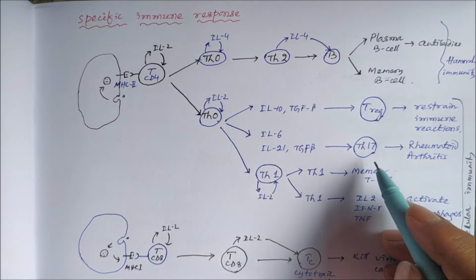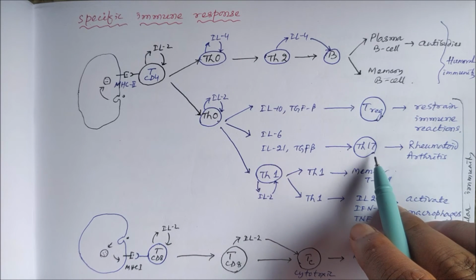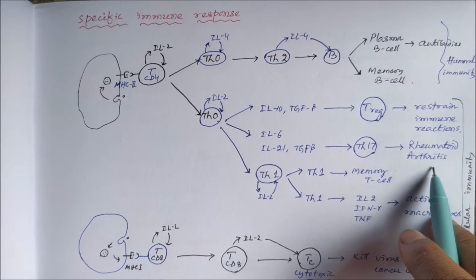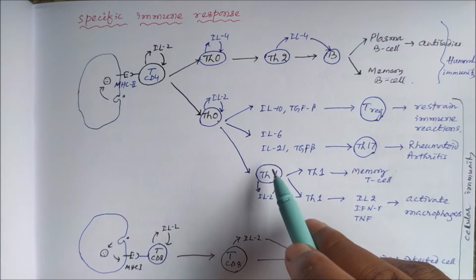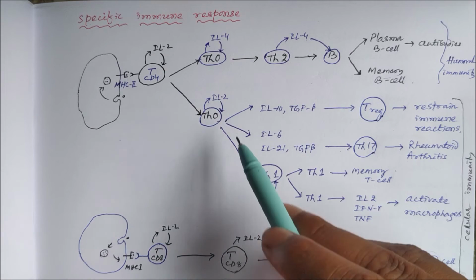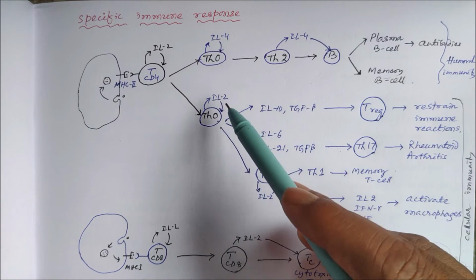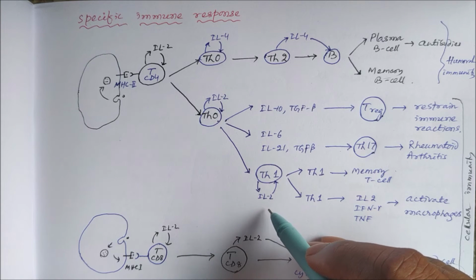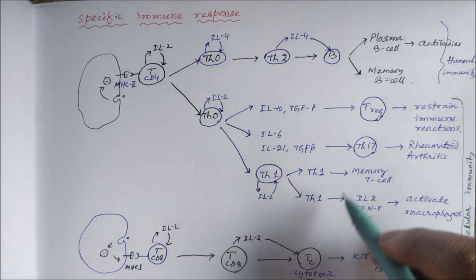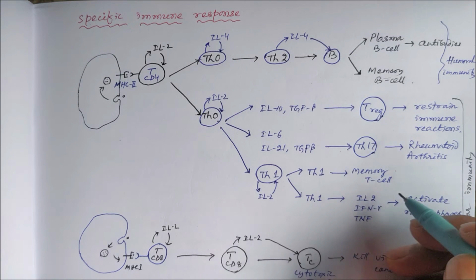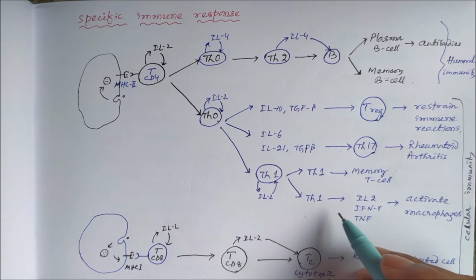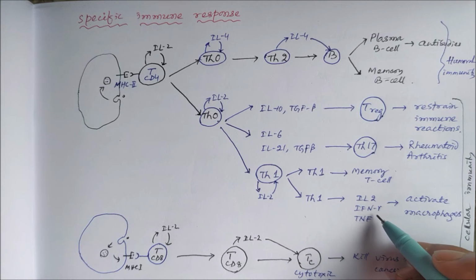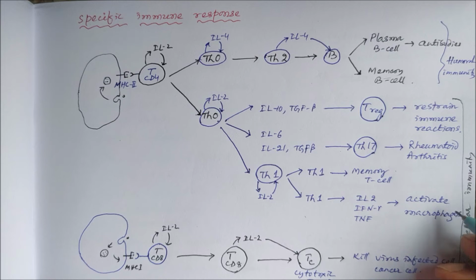So T helper 17 cells have a role in rheumatoid arthritis, and T helper 1 cells, so T helper Nod cells by actions of interleukin 2 forms T helper 1 cells, and T helper 1 cells again through autocrine action of interleukin 2 forms more T helper 1 cells. Some of them are converted to memory T cells, and some of them release interleukin 2, interferon gamma, tumor necrosis factor, which will activate the macrophages.